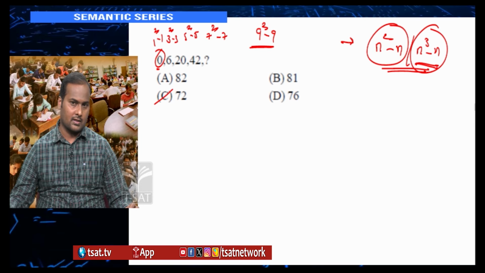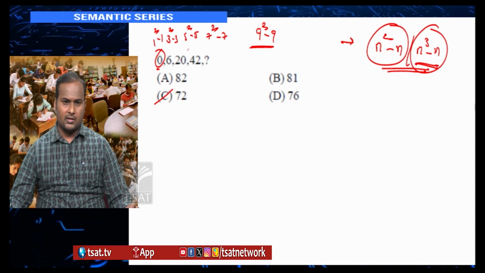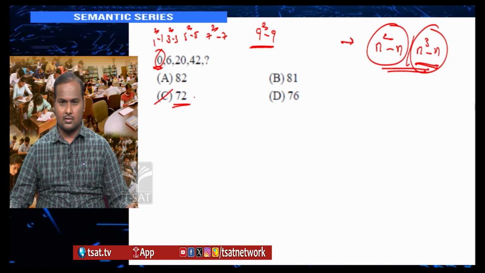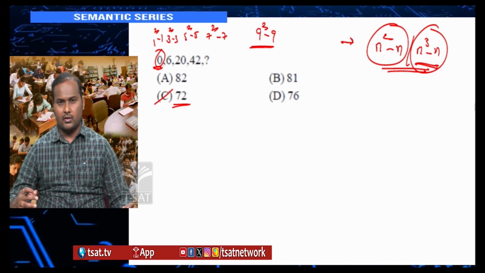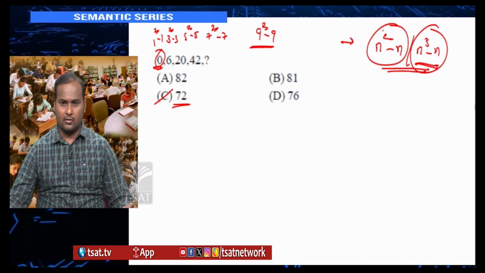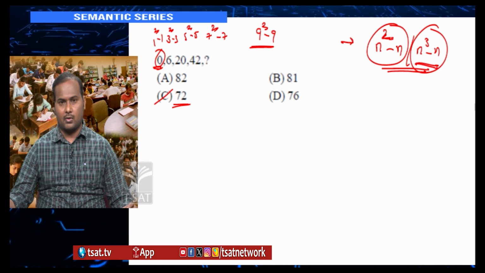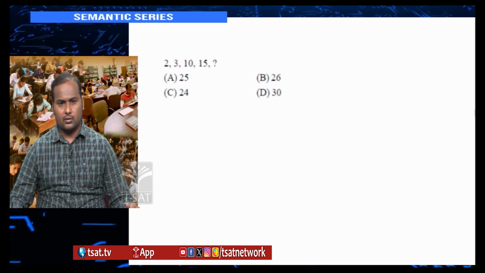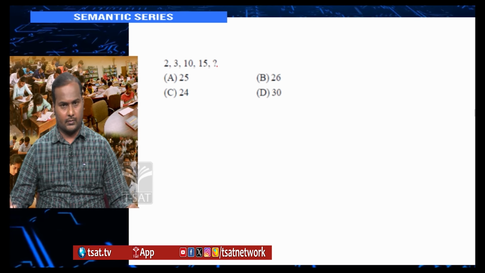Then also you can recognize like that. In this case, see, initially it is 0 and the final is also 72, which is your answer. So, there is not much change. When there is not much change, you have to recognize the pattern like n square minus n, then you will get the answer very easily. In this question, 2, 3, 10, 15.